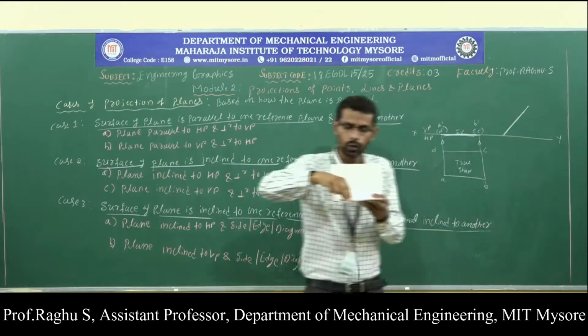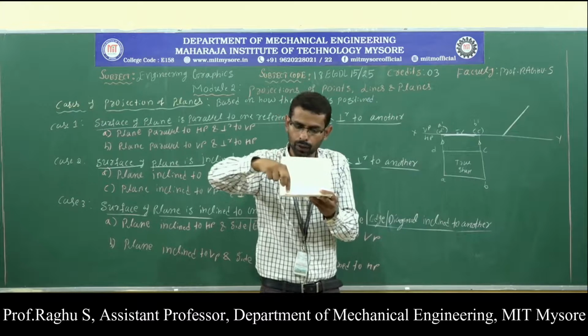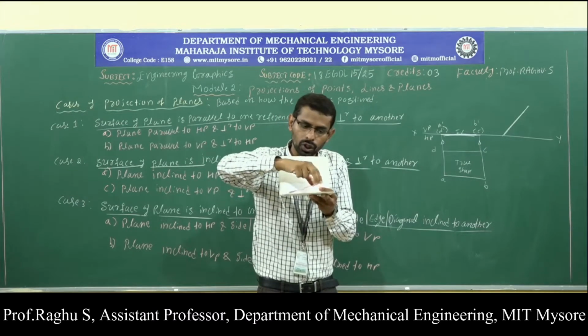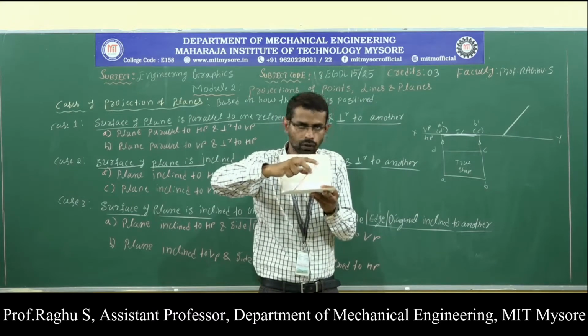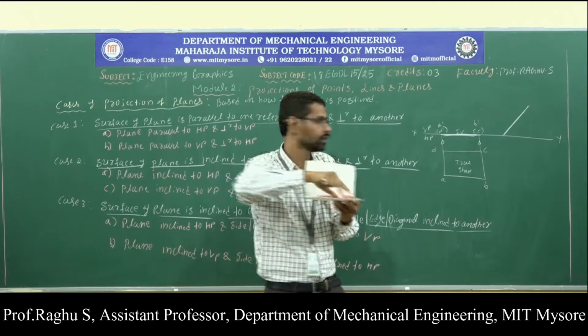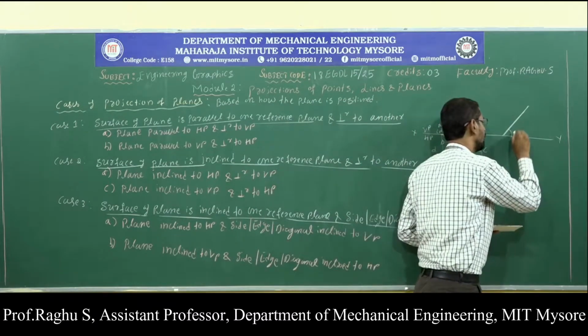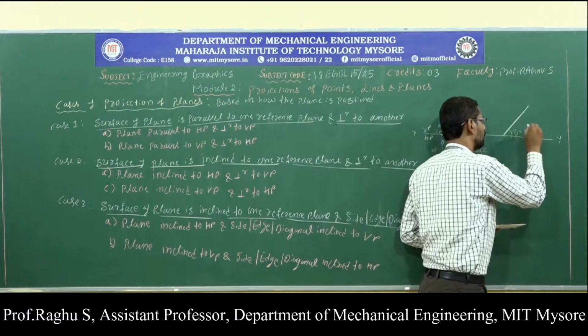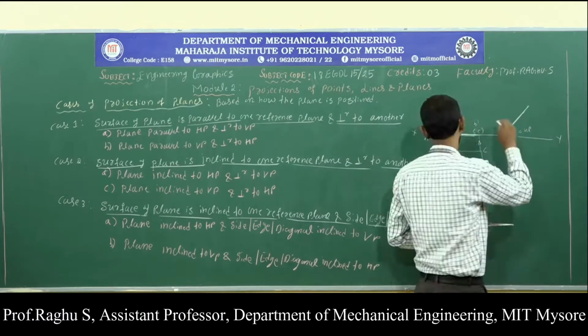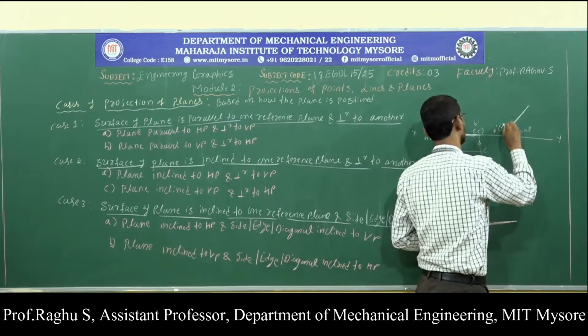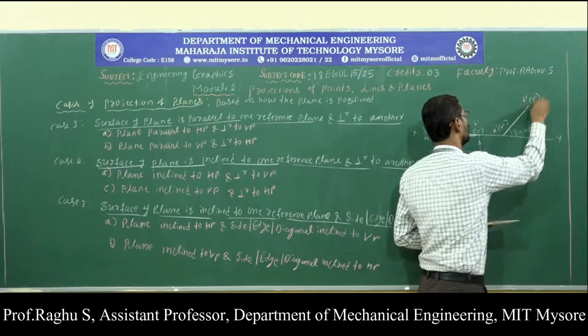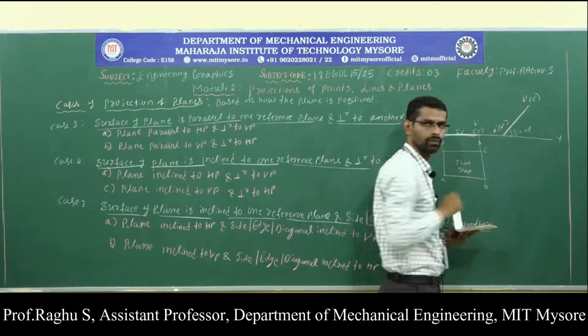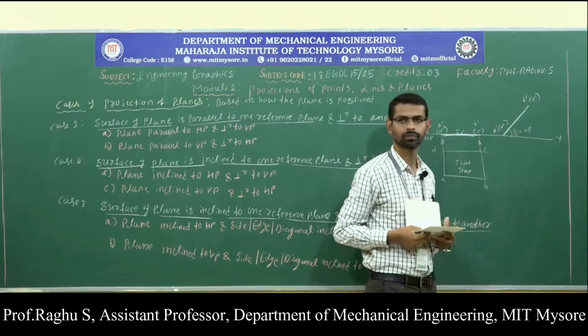Here, when you place the lamina completely on HP, the front view is a straight line. When you give an inclination with respect to HP, the front view is still a straight line. The front view length will not change. So this is the theta inclination with respect to HP, and it is visible in the front view. So redraw this line with HP inclination.